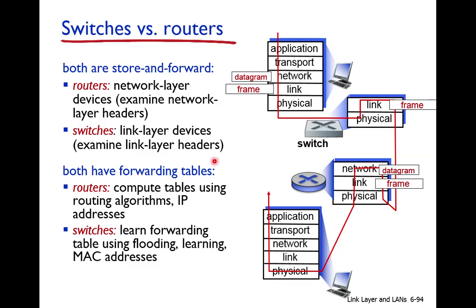Both have forwarding tables. On the switch we have a forwarding table, and on the router we have a forwarding table. But on the switch, the forwarding table is built up by using the self-learning protocol. On the router, the table is built up by a link state routing protocol, distance vector routing protocol, or BGP. So the router computes its table using a routing algorithm, and forwarding is performed based on IP addresses. The switch builds its forwarding table by flooding and learning MAC addresses, so it operates on MAC addresses.